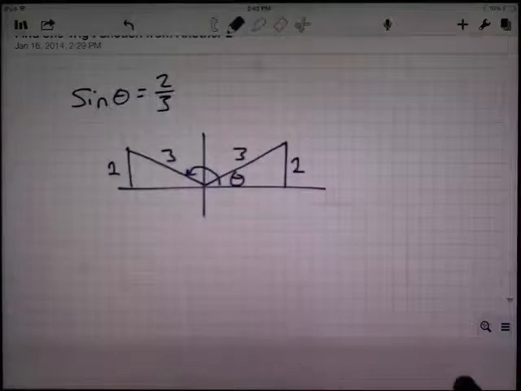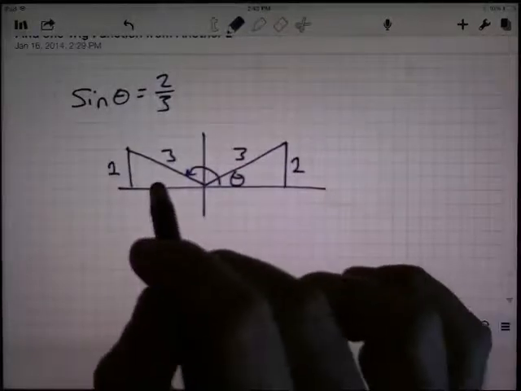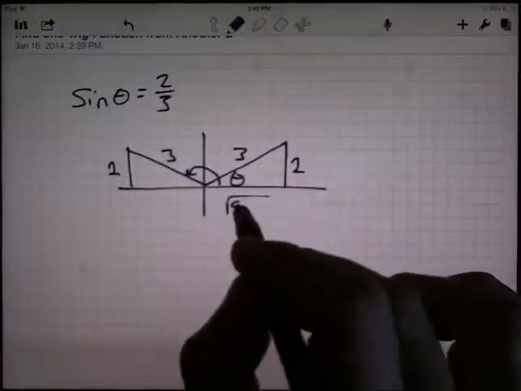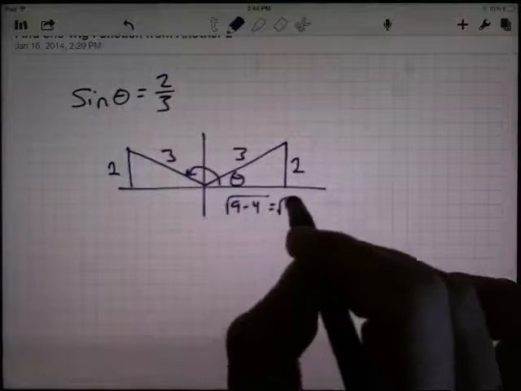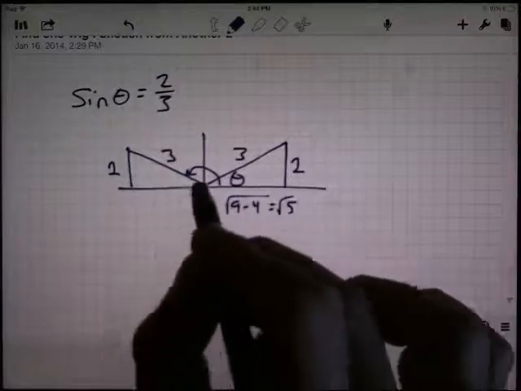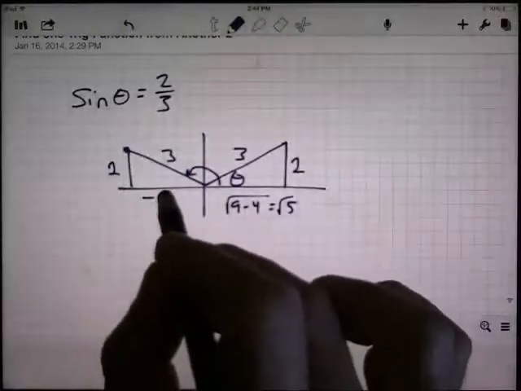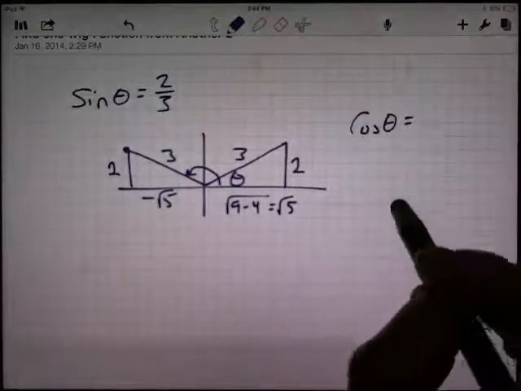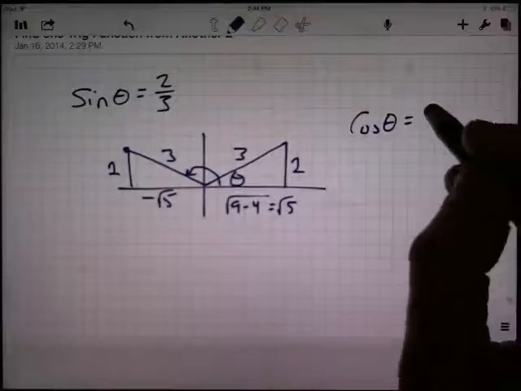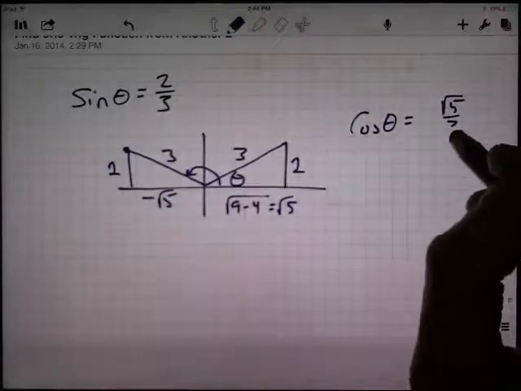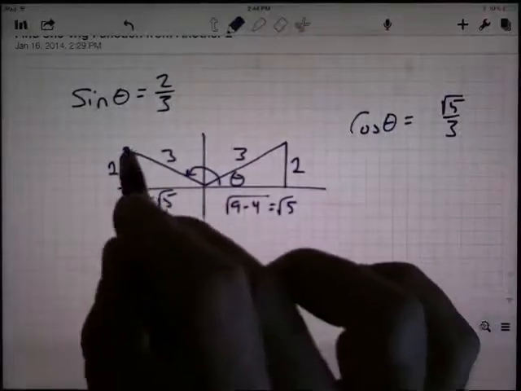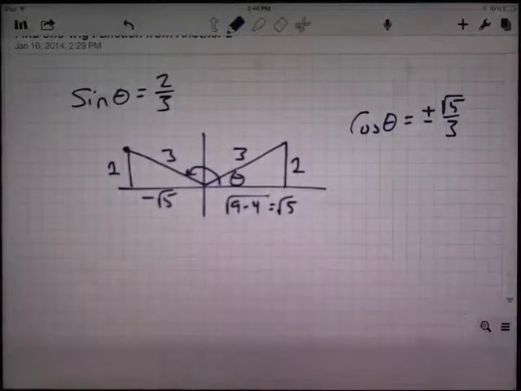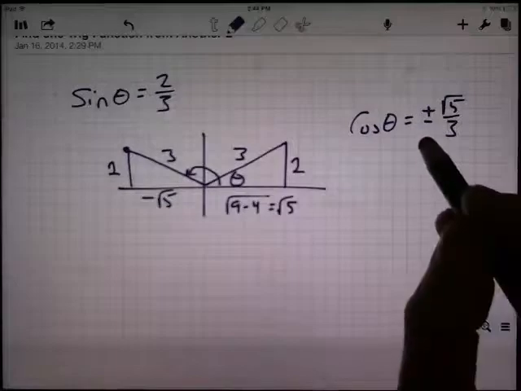So when I ask what's the cosine, am I talking about this one or that one? Because it's different. Pythagoras tells us that this other side here is the square root of 9 minus 4, which is the square root of 5, which means over here the x-coordinate of this point is minus the square root of 5. What's the cosine of the angle? Well, the cosine of the angle is the adjacent side over the hypotenuse. It's either the square root of 5 over 3, or maybe it's minus the square root of 5 over 3. So I'm just going to throw a plus or minus sign here. If I don't know which situation I really need, I've got to say plus or minus.